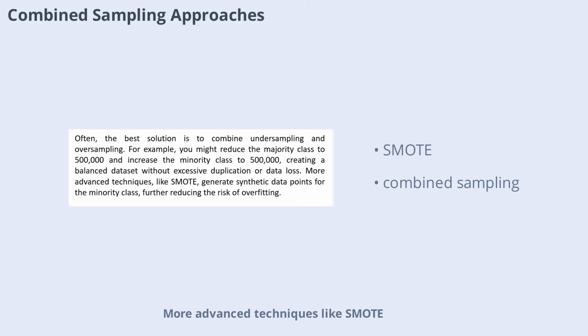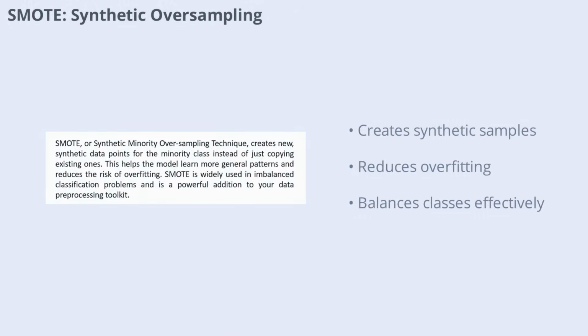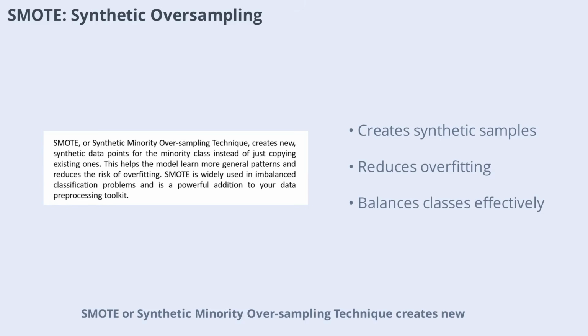More advanced techniques like SMOTE generate synthetic data points for the minority class, further reducing the risk of overfitting. SMOTE, or synthetic minority oversampling technique, creates new, synthetic data points for the minority class instead of just copying existing ones. This helps the model learn more general patterns and reduces the risk of overfitting. SMOTE is widely used in imbalanced classification problems and is a powerful addition to your data preprocessing toolkit.